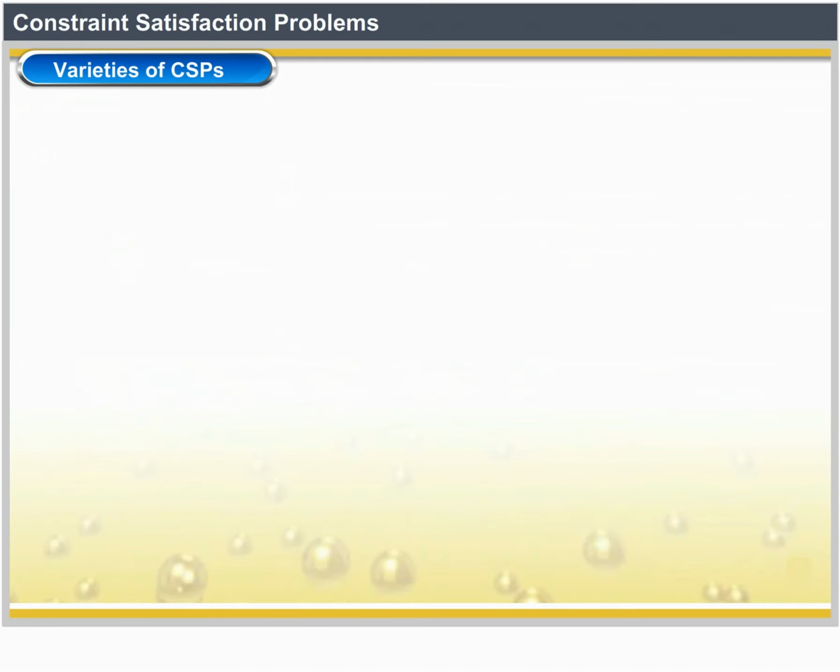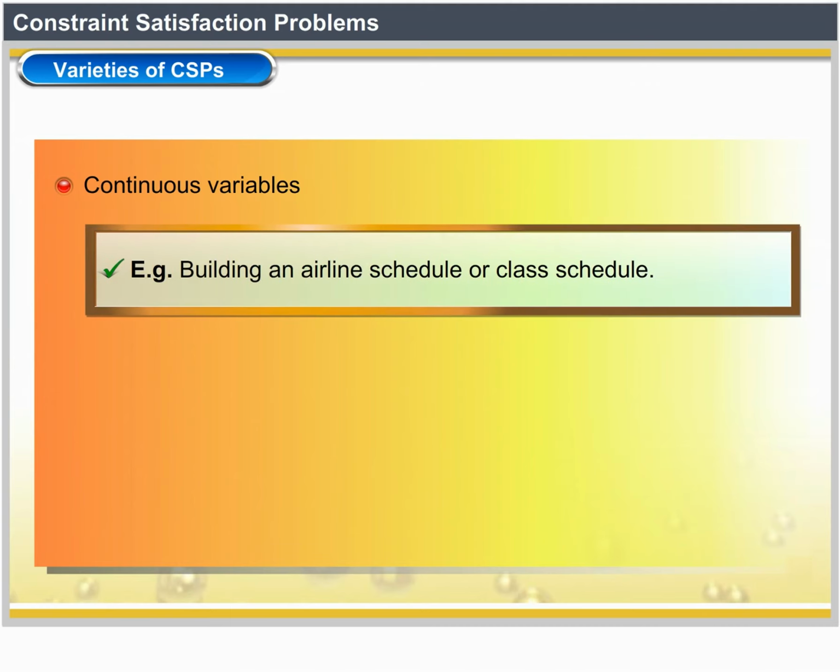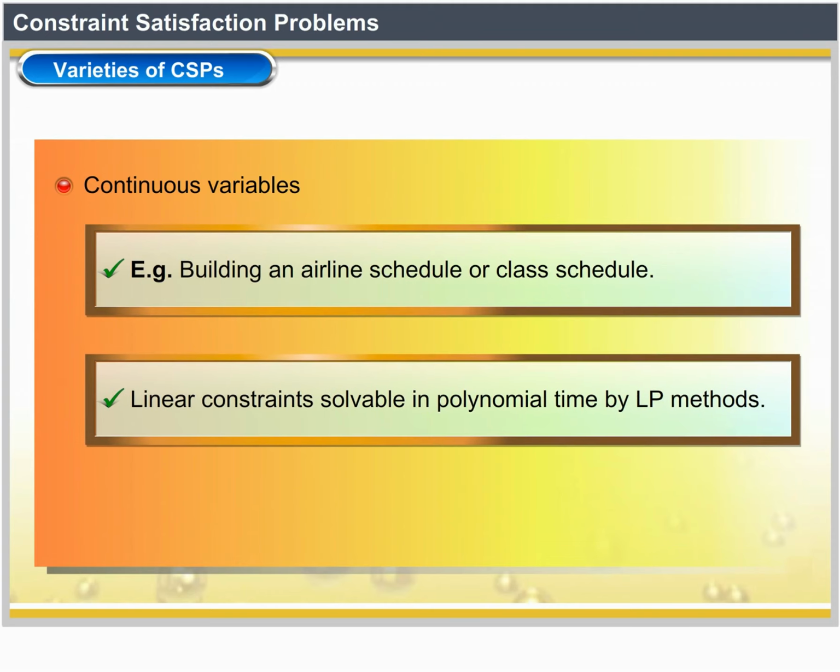Continuous variables. Example: building an airline schedule or class schedule. Linear constraints are solvable in polynomial time by LP methods.